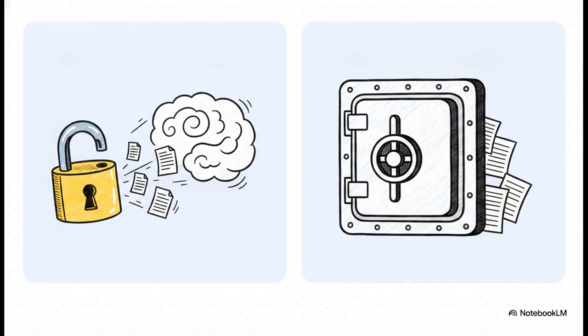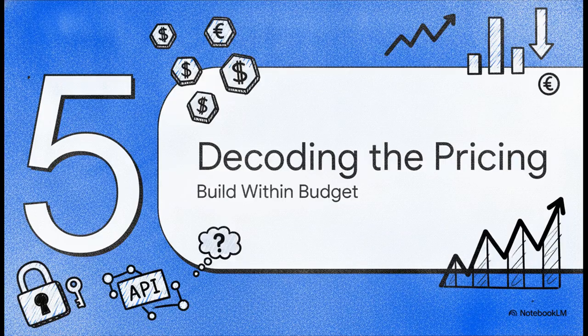Paid API calls are strictly confidential, they're tied to a billed Google Cloud project, and they are never, ever used for model training. Okay, part 5, decoding the pricing maze. Let's figure out how to build without completely breaking the bank.